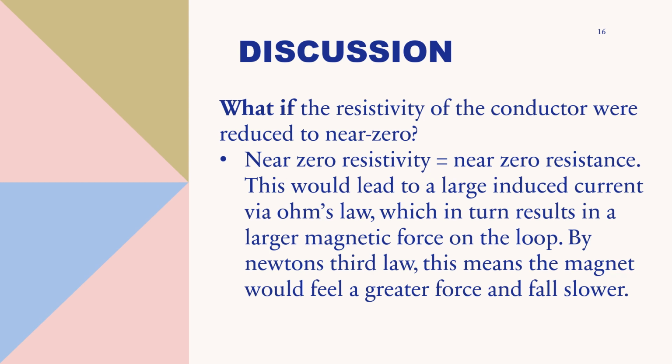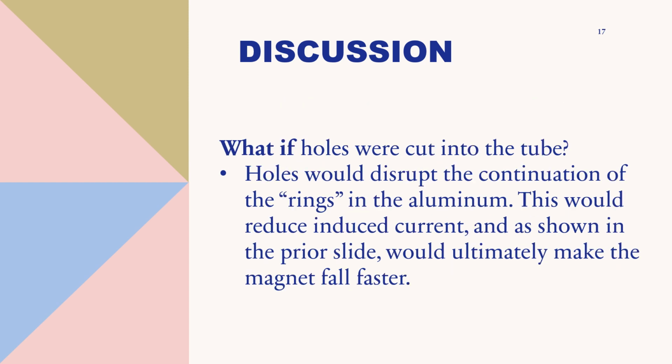This would lead to a very large induced current via Ohm's law, since current and resistance are inverse, which would in turn result in a very large magnetic force on the loop. By Newton's third law, this means the magnet would also feel a greater force and thus would fall slower, as this force would be much closer to gravity.